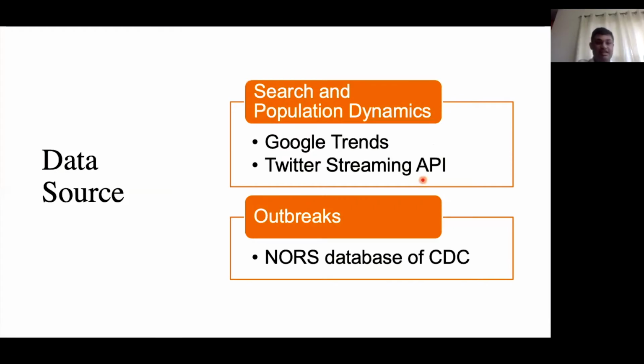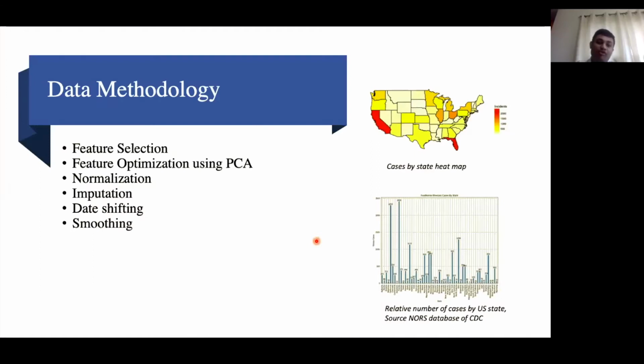The Google search data is obtained from Google Trends, and the Twitter data is obtained from the Twitter streaming API. The outbreak data were obtained from CDC's National Outbreak Reporting System, NORS. As we have Google Trends and Twitter data only from 2013 to 2018, only these years are taken into consideration when developing our model. Before we start developing models, we'll have to pre-process data.